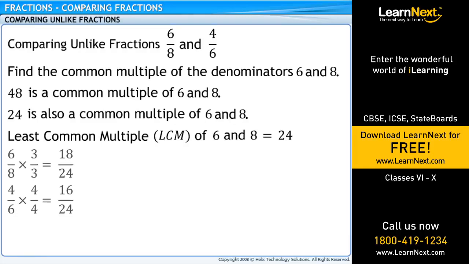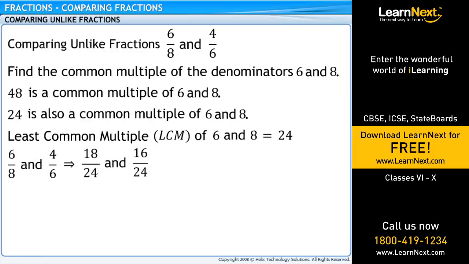Super! So, the unlike fractions 6 upon 8 and 4 upon 6 are converted into like fractions 18 upon 24 and 16 upon 24. Since 18 is greater than 16, the fraction 18 upon 24 is greater than the fraction 16 upon 24. And so the unlike fraction 6 upon 8 is greater than 4 upon 6. Yay! I ate more than Jenny.